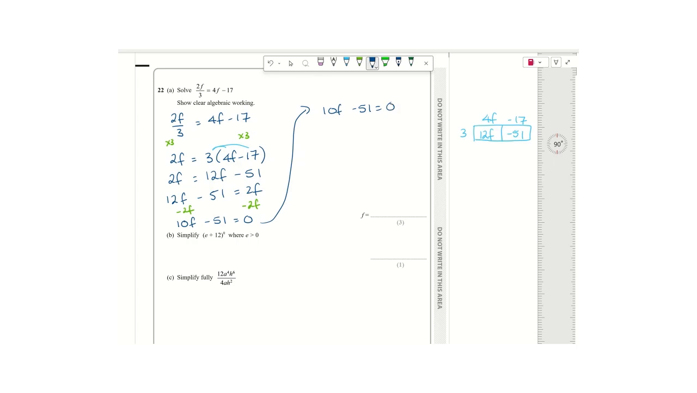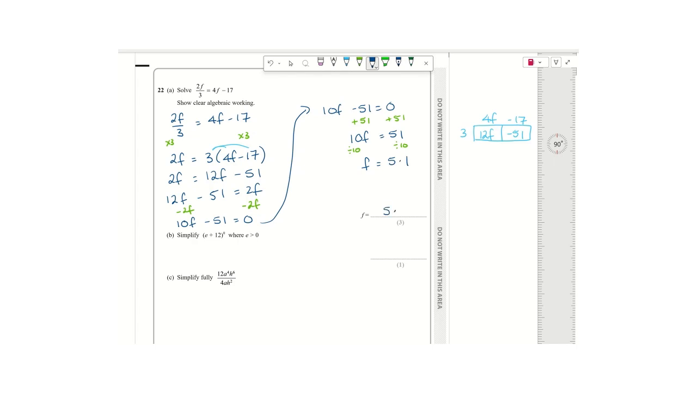Now, I want the f's on their own, so I need to get rid of the take away 51, which I'm going to do by adding 51 to both sides. So I get 10f equals 51. If I know what 10f's are, I can find 1 by dividing by 10. And so f equals 5.1.